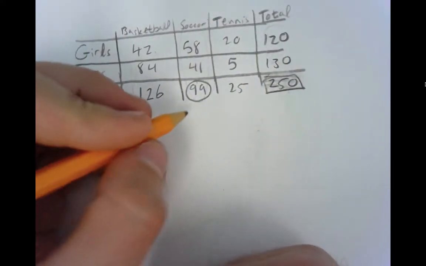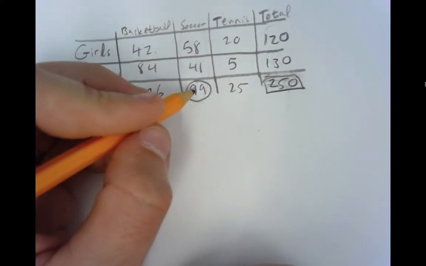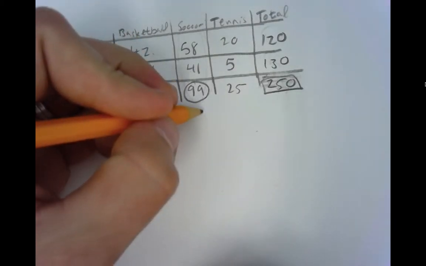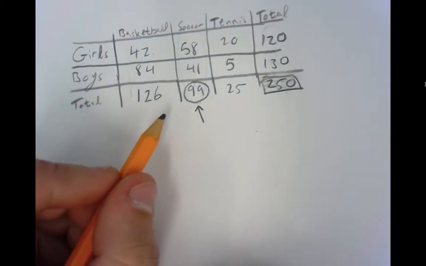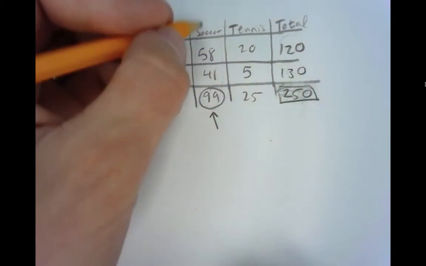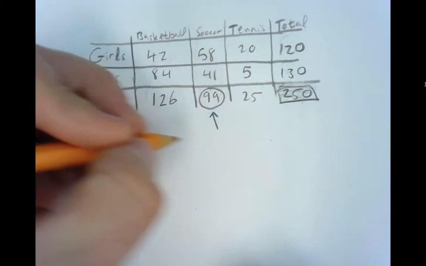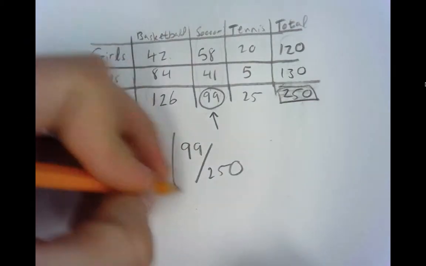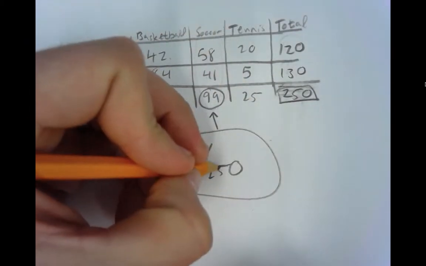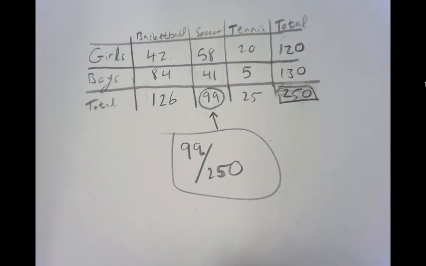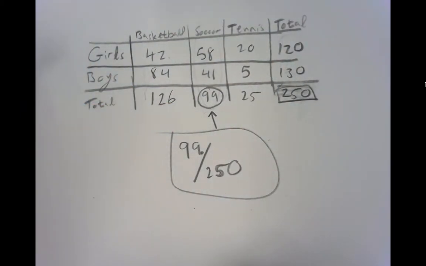Next, if I want the percentage of students that prefer soccer as their favorite, all I need to do to get any kind of percentage is take that part and put it over the total for that part. So because it's the total kids that like soccer out of all the students, I'm just going to say 99 over 250 and put that in the calculator. I'll put a decimal next to one of them so I get a decimal answer. That will get me the percent of students that prefer soccer.